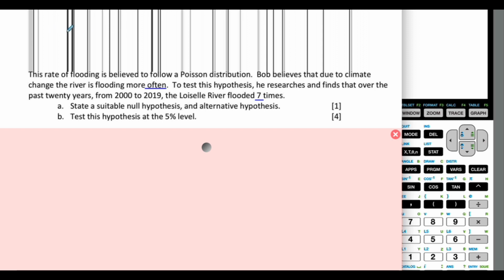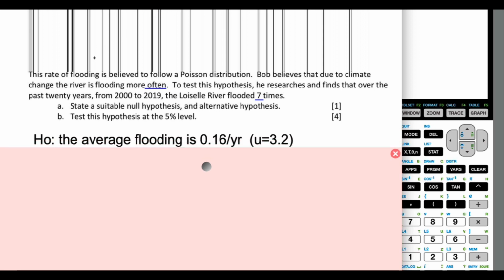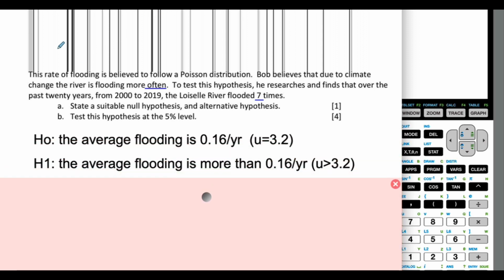So we're going to state the null and alternative hypothesis. Well, it's going to be Poisson, and we're going to test this mean of 0.16 times per year. And so we believe it is this, which is 0.16 times 20 years is 3.2. And because we want it more often, we're going to show that it's bigger than 3.2, so flooding more than that often. And so because it's Poisson, I know it happened.